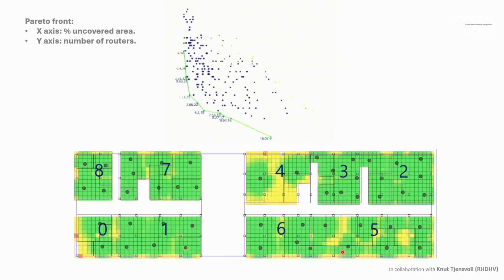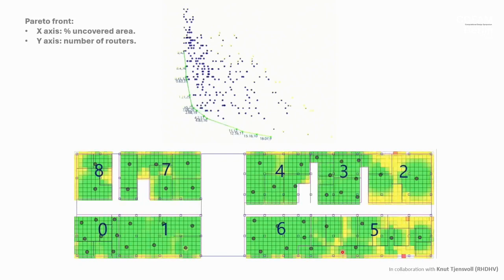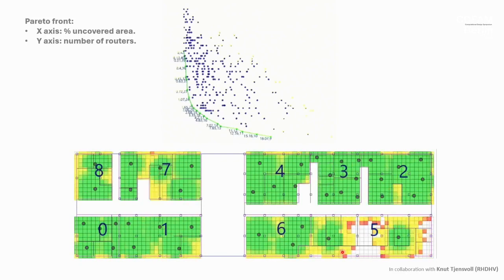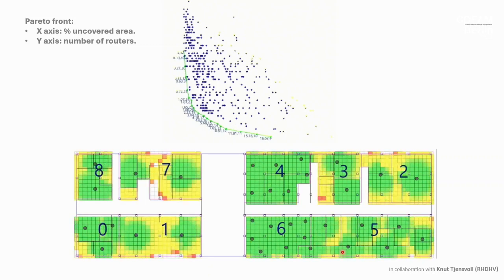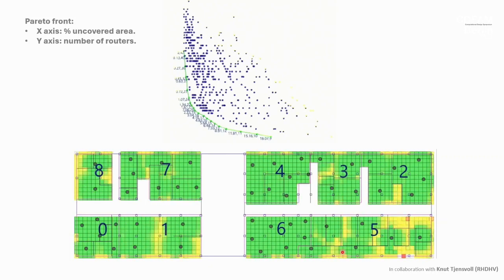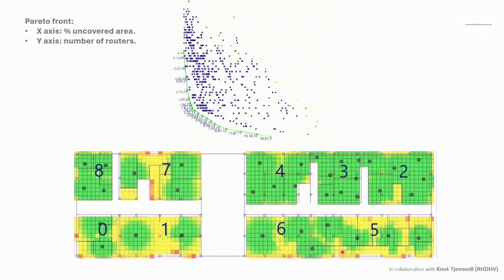And we couldn't have the best solution or the most efficient solution, because if you have a lot of routers, you get a lot of coverage. If you have very few routers, you get very little coverage. So we have a Pareto front like this one, and somehow the best areas are here. You need to balance the number of routers and the amount of coverage area you have.